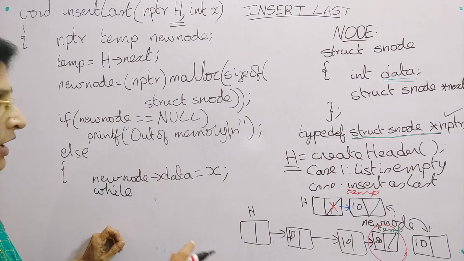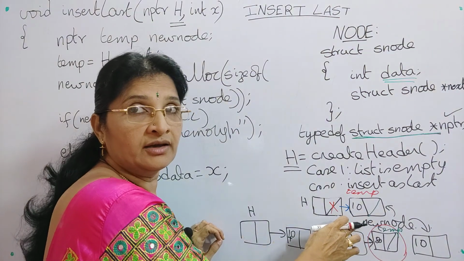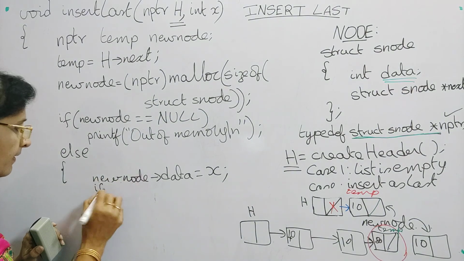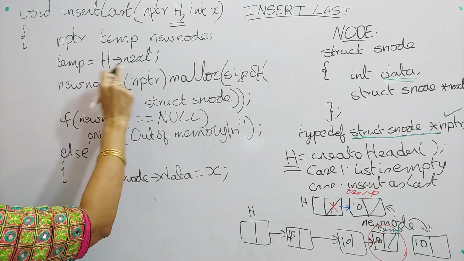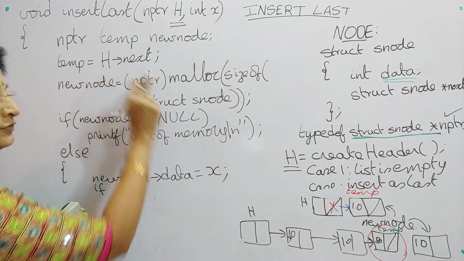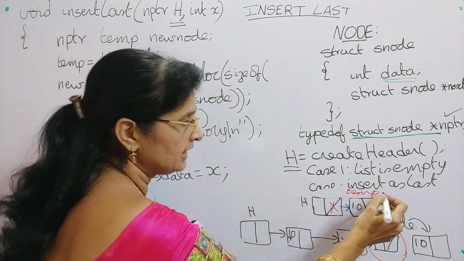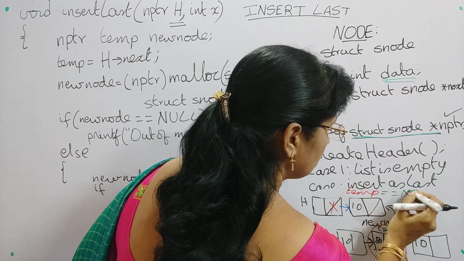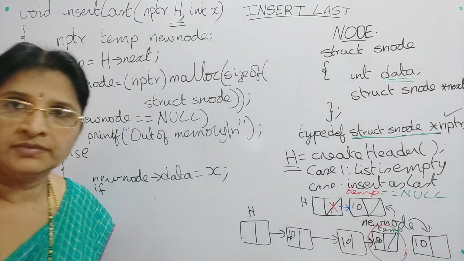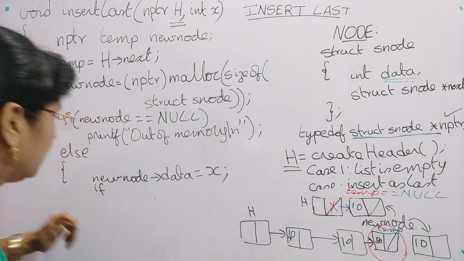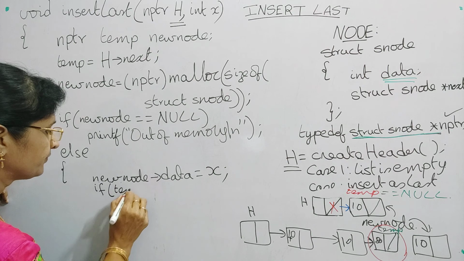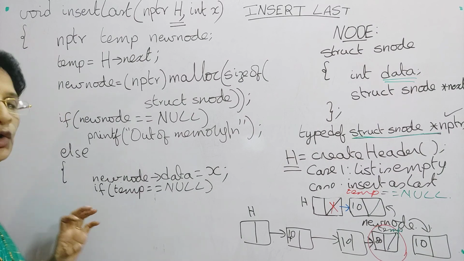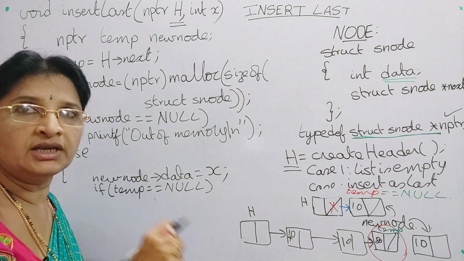Okay, so first of all, if you take the first case, first we will write that case. Suppose temp is equal to hnext, suppose this is the case, then what will happen? Here temp will be equal to null, isn't it? So in that case, if temp is equal to null, what does it indicate? We don't have a node in our linked list.